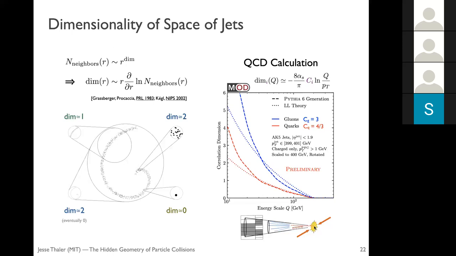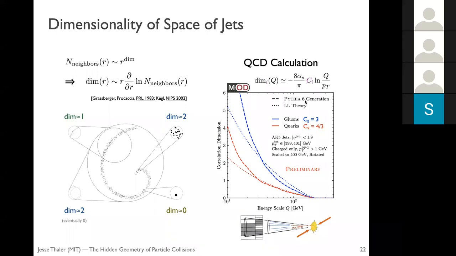At short distances, effectively all I can see is a single parton. And if I do my isometries to align that parton to always be pointing in one direction, then effectively I have a 0-dimensional space. So I have a 0-dimensional space at high scales. Then as I start resolving more and more emissions, I start getting a non-trivial correlation dimension. Shown here in dotted lines is a leading logarithmic calculation, where you can see that dimensionality scales logarithmically with the scale Q. It depends on whether I have quark jets or gluon jets, and the overall dimensionality also depends on the strong coupling constant.